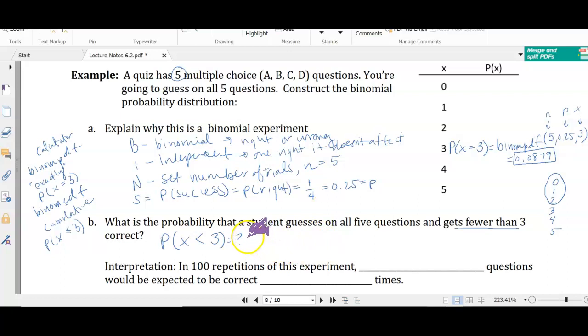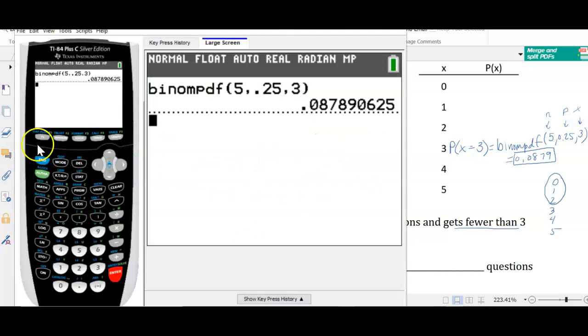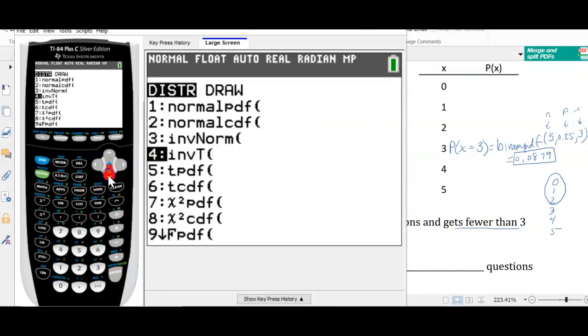Okay, so really this is the exact same as probability of X less than or equal to 2, because being fewer than 3 is 2 or fewer, right? And so now it looks just like our cumulative requirement because we have the right inequality symbol. And so we now use the binomCDF because we have the correct inequality symbol. And we come back and we go to 2nd Vars and go down to find the binomCDF.